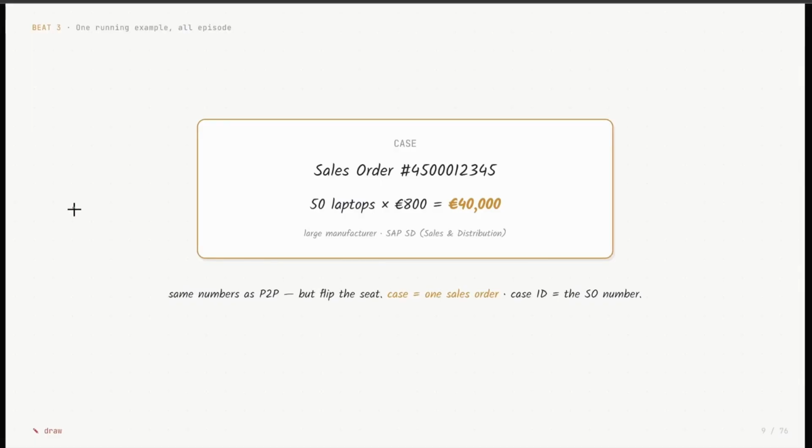We're taking the same example but reversed. This time we are the ones doing the sales, compared to last episode. And the idea here is that we are a laptop manufacturer and we are selling 50 laptops at the price of 800 euros each. So that's a total of 40,000 euros.